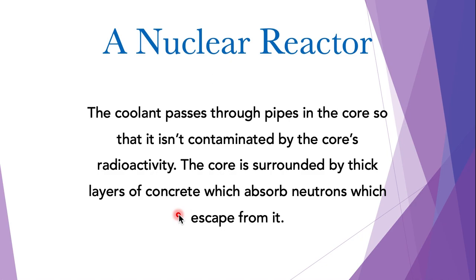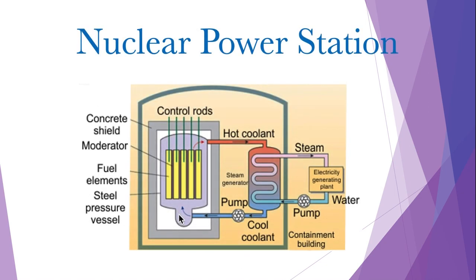So this is what a typical nuclear reactor is like. There are several different designs of nuclear reactors in use around the world, but this is a typical one. Here you can see a diagram. This is the core of the nuclear reactor. This is the reactor core. Here we have the control rods, and the concrete shield shielding this entire thing to absorb neutrons.